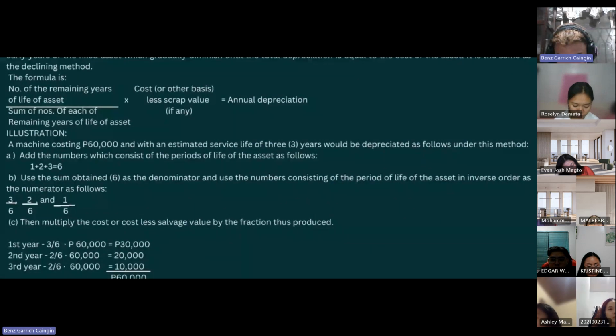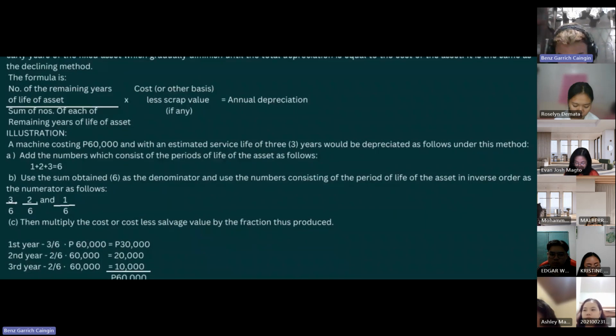After doing letters A and B, we should multiply the cost, or cost less salvage value, by the fraction thus produced. So in the first year, we have 3 over 6 times the 60,000 pesos, which is the cost of the machine, and it results in 30,000 pesos. In the second year, we do the same process: 2 over 6 times 60,000 pesos equals 20,000 pesos. The same goes with the third year: 1 over 6 times 60,000 pesos equals 10,000 pesos. After that, we add all the results and we have a total of 60,000 pesos. So that's how the sum of the years digits method works.